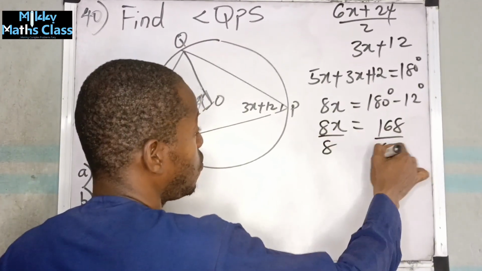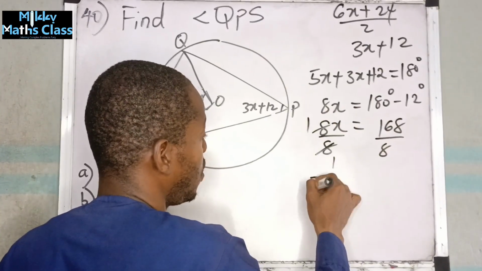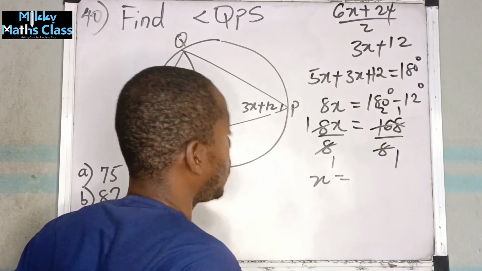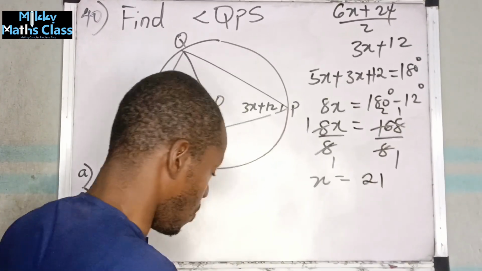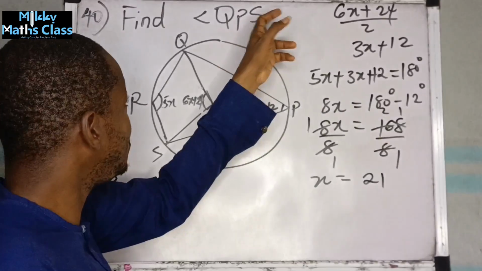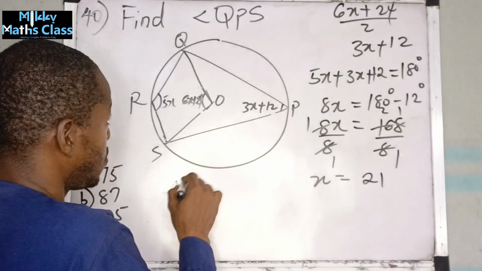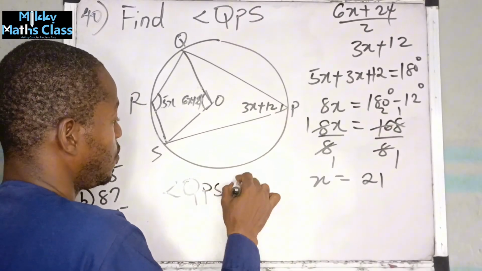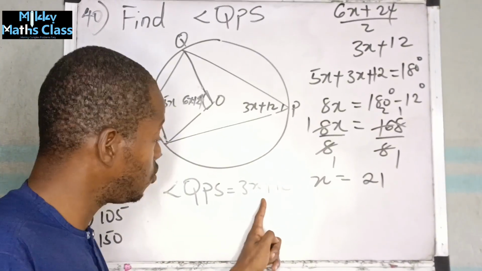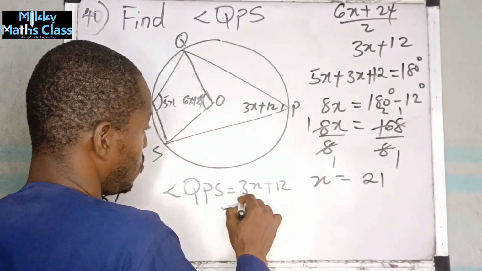Now at this point, we divide both sides by 8. 8 here 1, 8 here 1. So our x is 21 degrees. But that is not what we are asked to look for. We are asked to look for angle QPS. And angle QPS is 3x plus 12. So we have already gotten our x as 21.